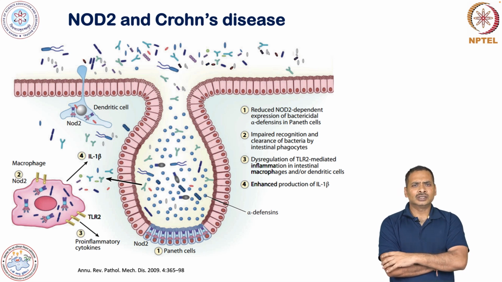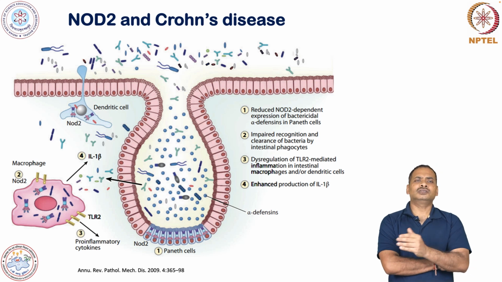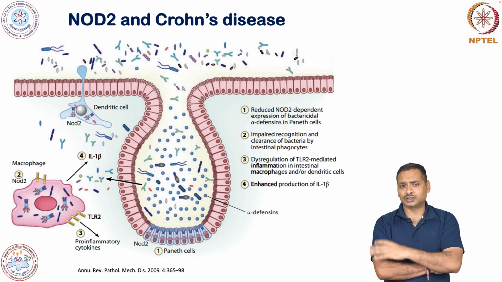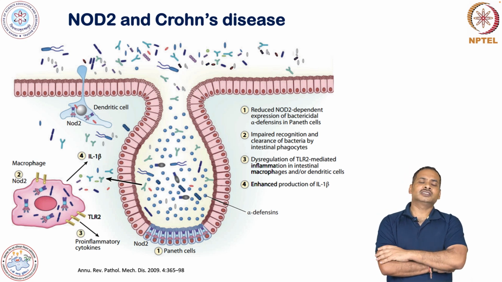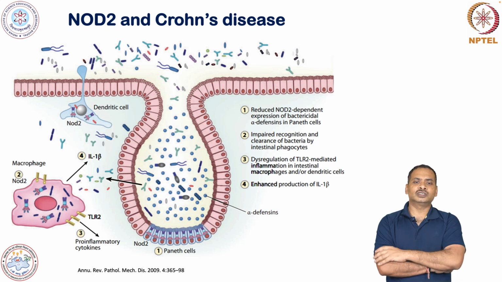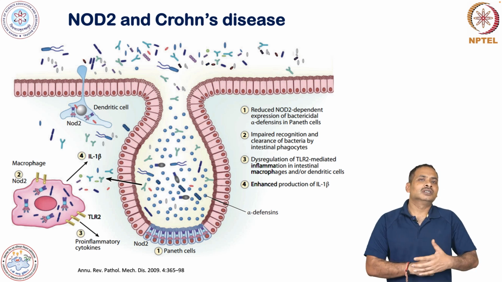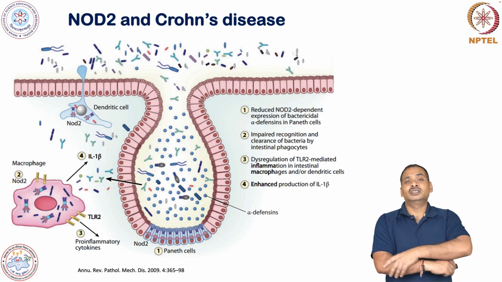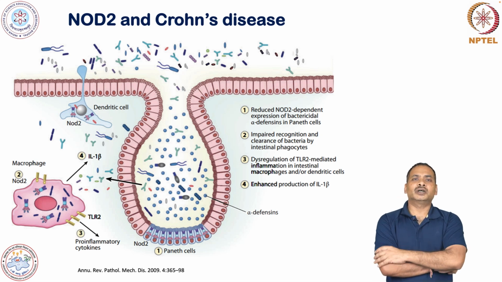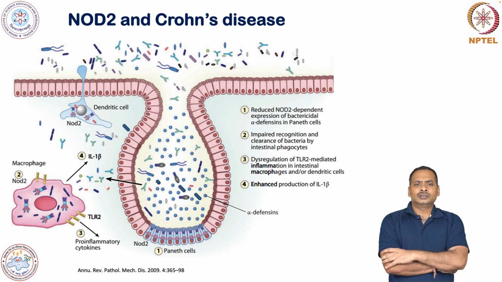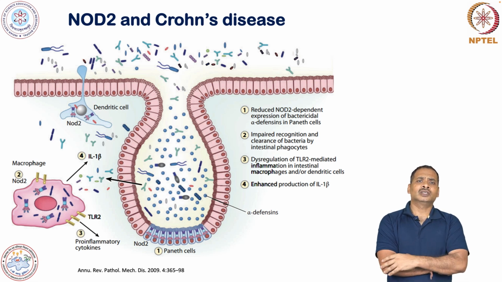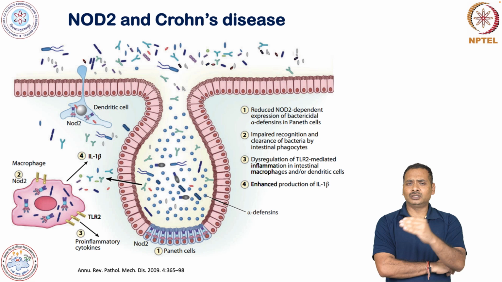Now I will discuss Crohn's disease. There are several theories about Crohn's disease, but it is quite firmly established that it is associated with NOD2, and there are several schools of thought. First, if you see this slide, there is a reduced NOD2 dependent synthesis of alpha defensin protein. If you remember, I discussed alpha defensin when I was discussing the antimicrobial peptide, and this is synthesized by Paneth cells.